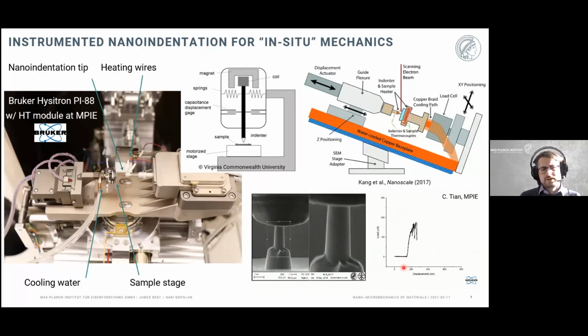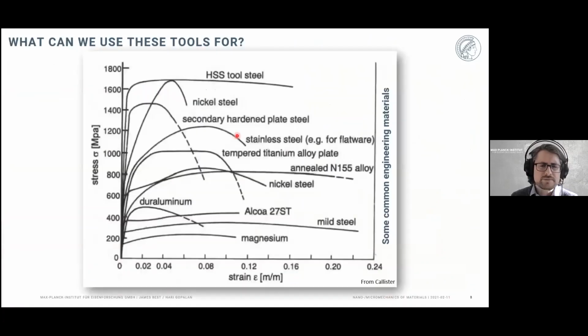Absolutely. Okay, and then we can take some of the really nice experiments that Hari and his colleagues do within the electron microscopes, and compare this to what we might have for some common engineering type materials. These are examples from really large scale bulk testing, but you see that you have a similar type of relationship between the stress and the strain that we see on the small scales compared to what we see on the bulk scale.